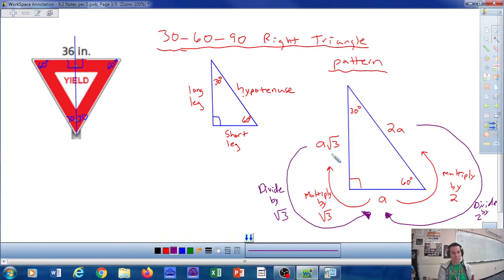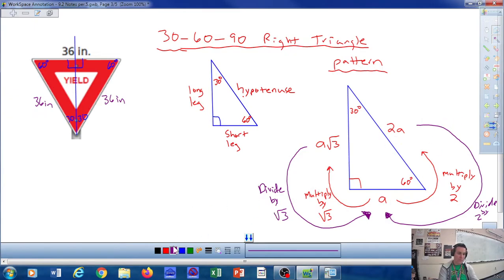Okay, so we're just following this pattern and we're trying to figure out the missing one. So a good example is this yield sign. I told you the one side was 36 inches from here to here. So that means that this is an equilateral triangle. All of these are 36 inches. Every side of that sign is 36 inches.